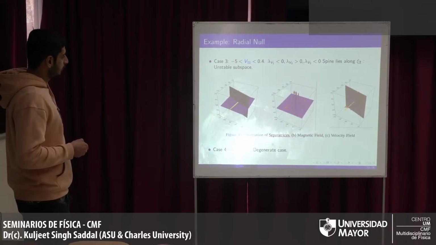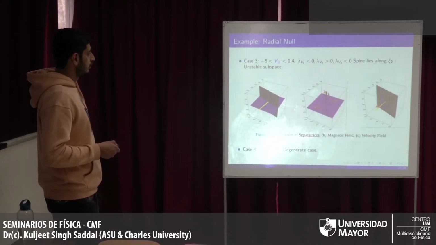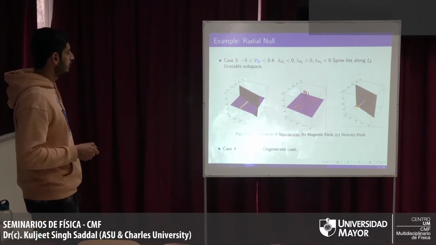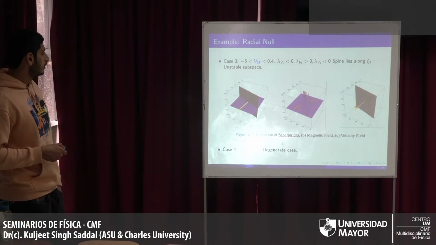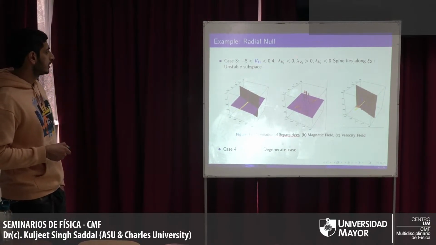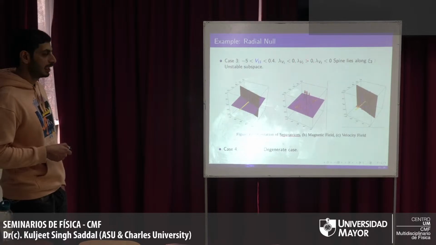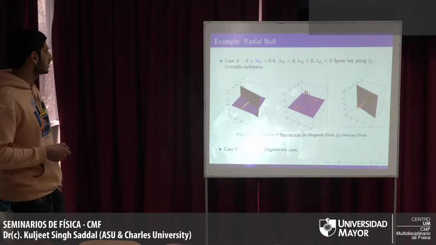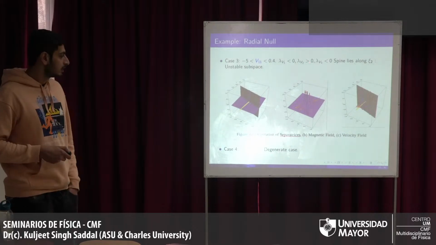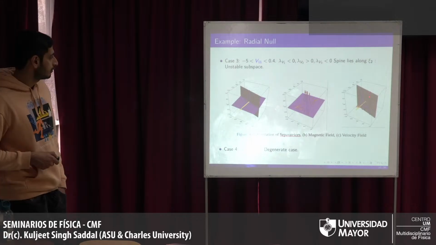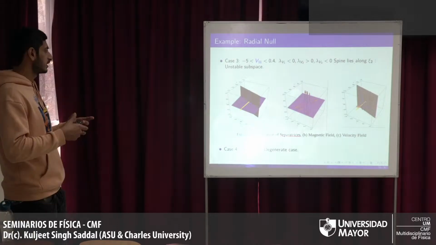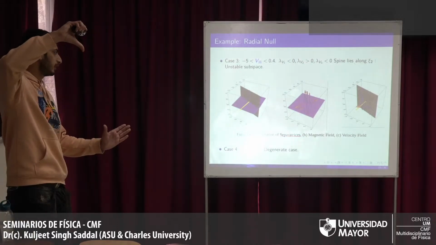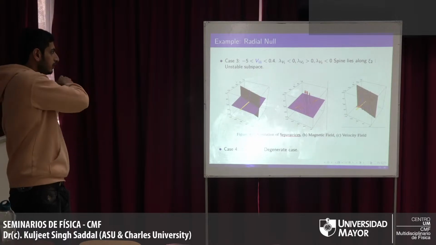When V11 crosses this point, now we have two of the eigenvalues which are negative and one which is positive. So in this case, the spine will correspond to the second eigenvector, and the second eigenvalue is positive. That means the spine is now the unstable subspace. So everything is coming in from the fan and going out along the spine. The configuration somehow flipped. We have the field lines coming in from the fan, going out along the spine.